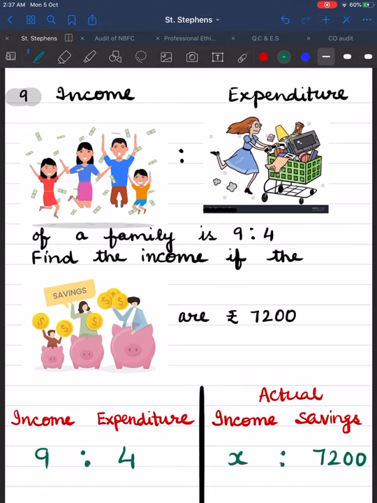Now children, here we observe that first quantity is same on both sides of the proportion, that is income, but the second quantity expenditure is not same. Here it is savings. So either it should be savings on both sides of the proportion or it should be expenditure on both sides of the proportion. And according to our question, we are given actual savings which is rupees 7200. So we will find out the ratio of income to savings. So let's find out.